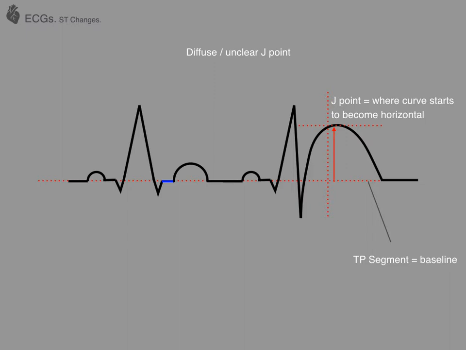In reality, often it's not that clear. The J point is often diffuse or unclear. So what you're looking for in those particular cases is where that curve starts to become horizontal. So we define that as our J point. And then we're looking to see whether that point where it's starting to become horizontal is significantly raised in comparison to that baseline, the TP segment.